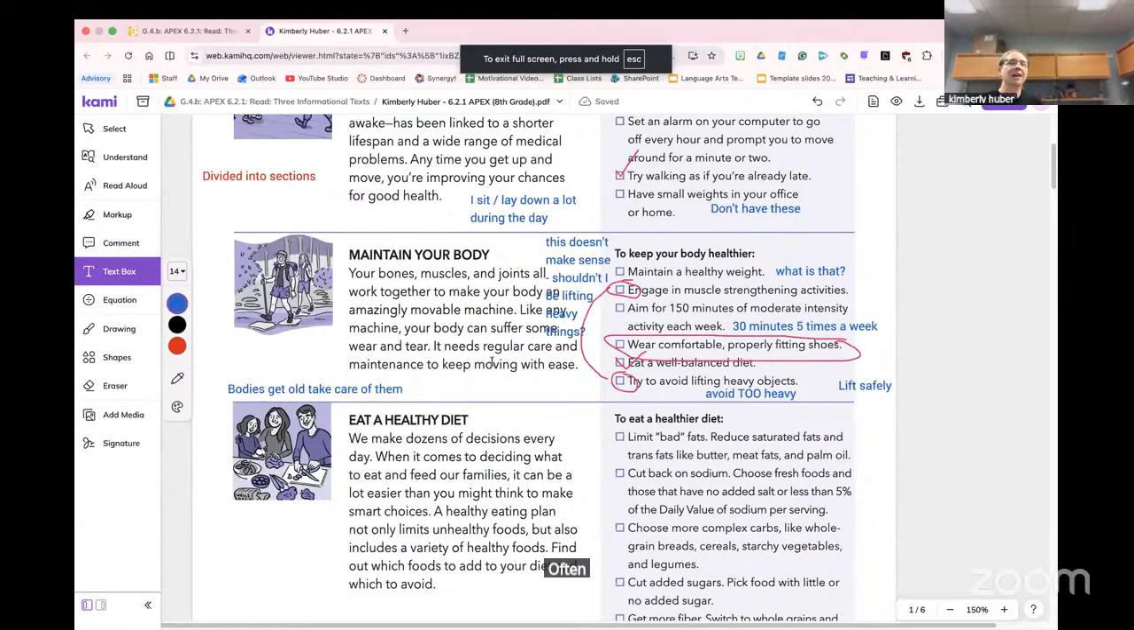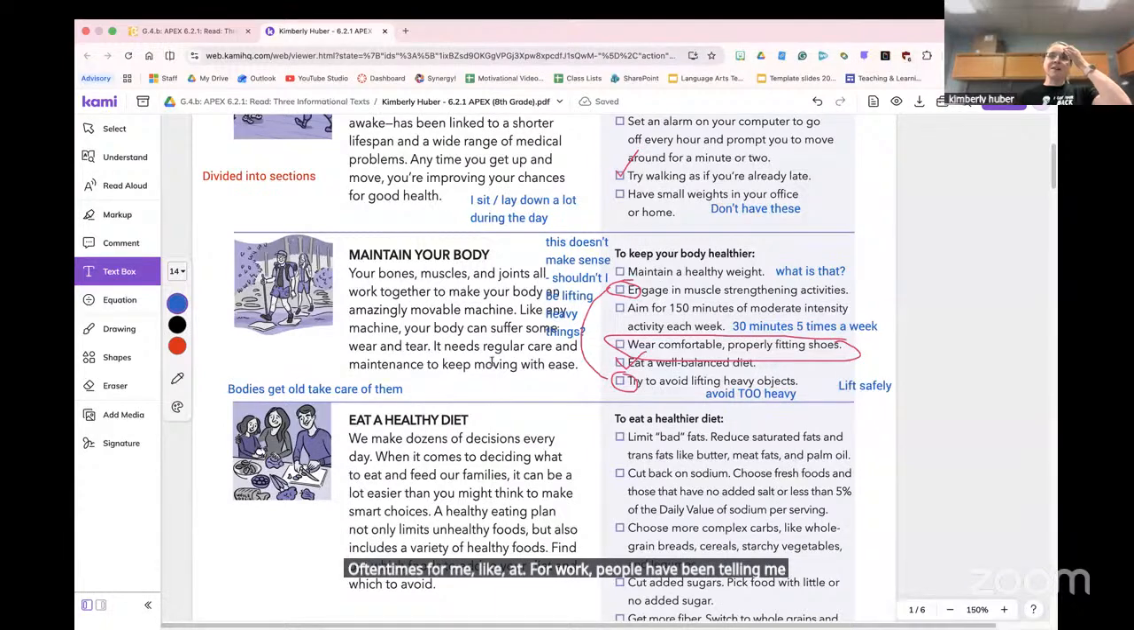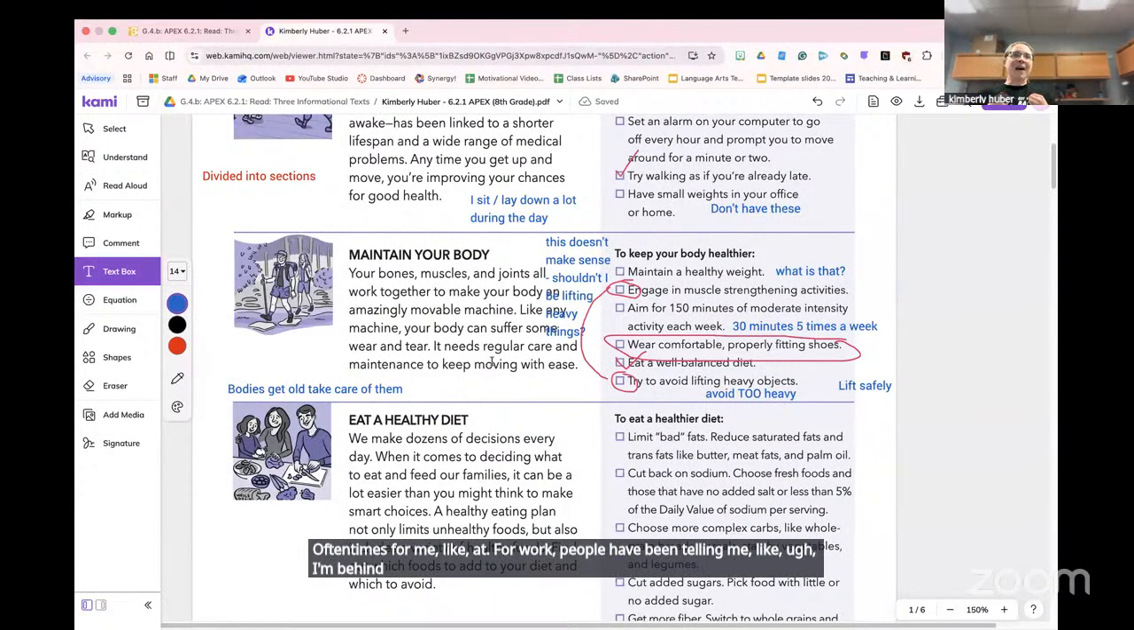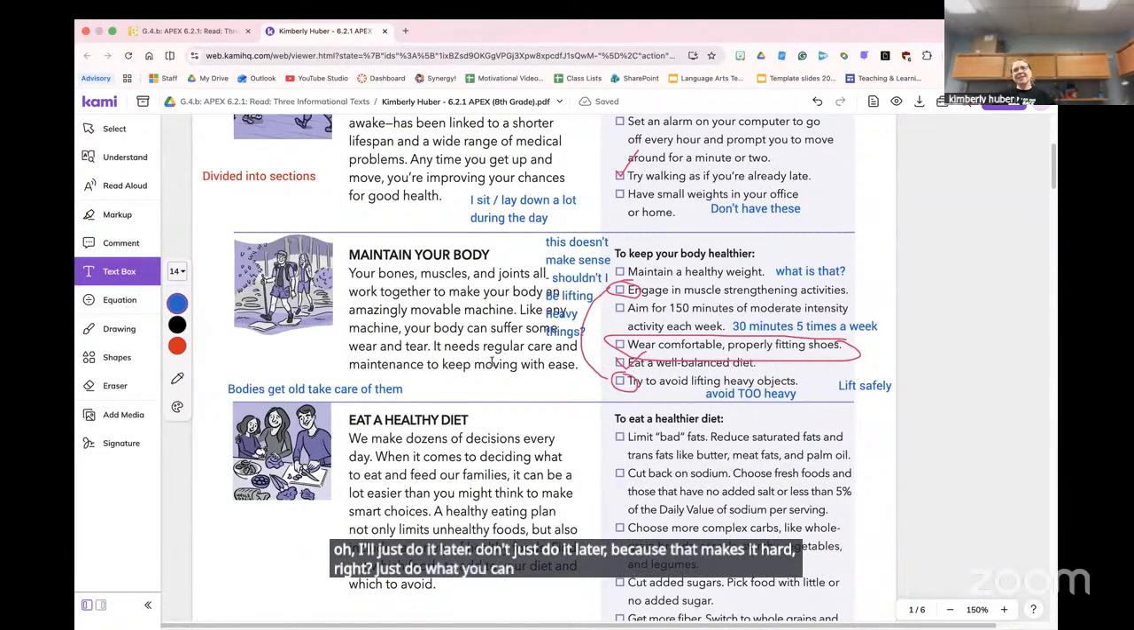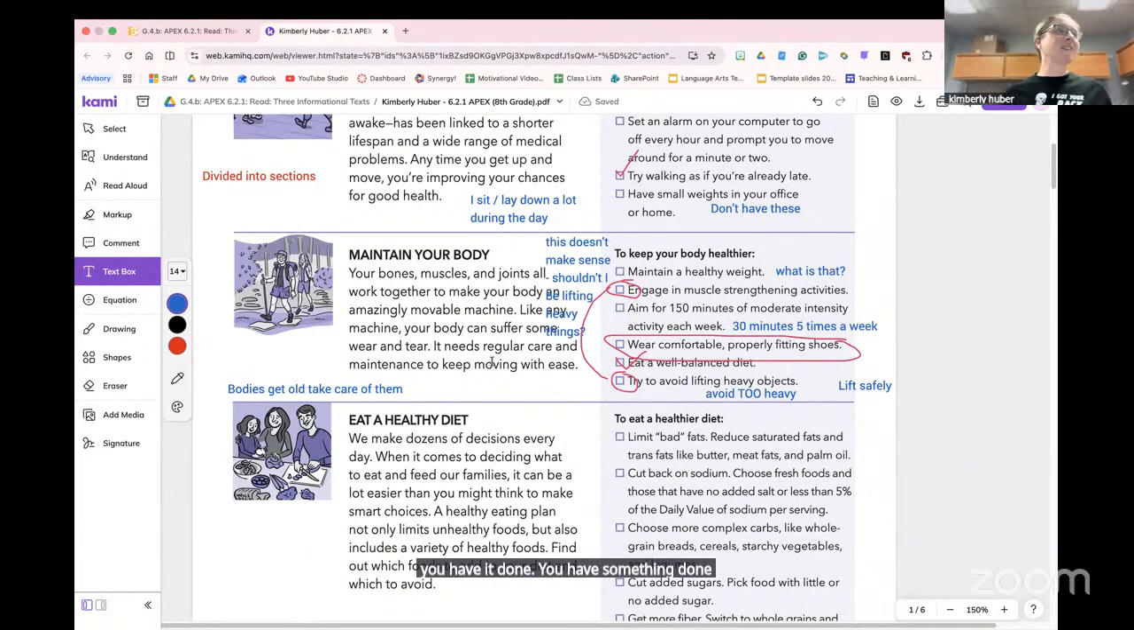Oftentimes for me, like for work, people have been telling me, oh, I'm behind. One of the reasons I get behind is, oh, I'll just do it later. Don't just do it later, because that makes it hard, right? Just do what you can now. And then if you need to go back to it later, you can, but then you have something done, right? So get something done now. It's going to help you later.